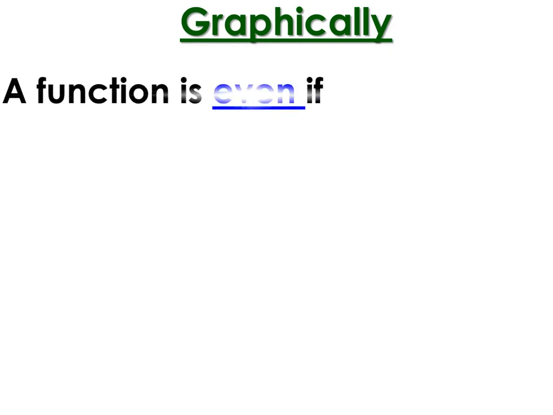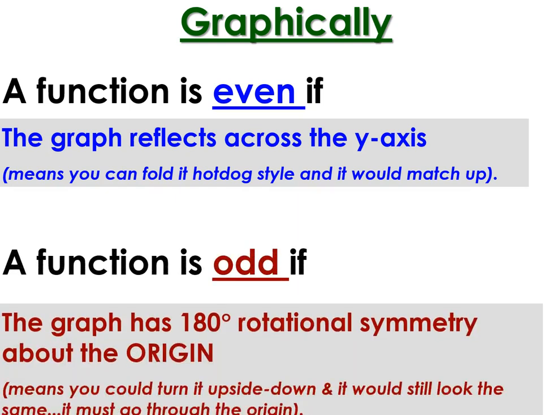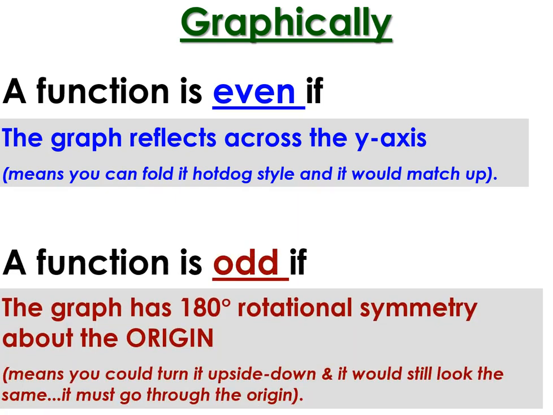All right, you can also decide if a function is even or odd by looking at the graph. The function is going to be even if you can reflect the function across the y-axis. Under this it says you can fold it hot dog style. So if you could fold on the y-axis and the right side matches up with the left side, then the function's even. It's going to be an odd function if you can rotate it 180 degrees.